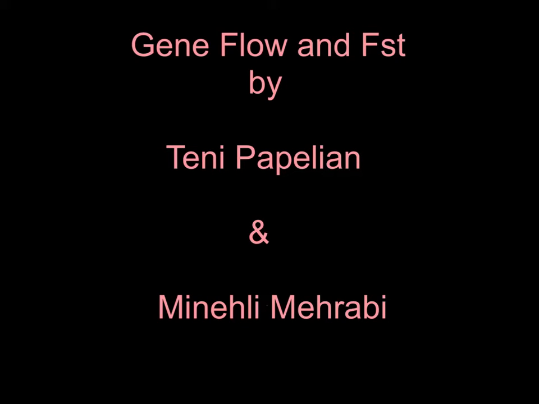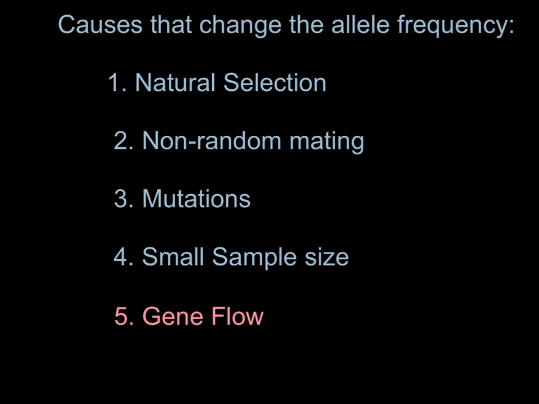And my name is Manelli, and we're going to talk about gene flow and FST. Five causes that change the allele frequency are natural selection, non-random mating, mutations, small sample size, and gene flow, which we're going to focus on.